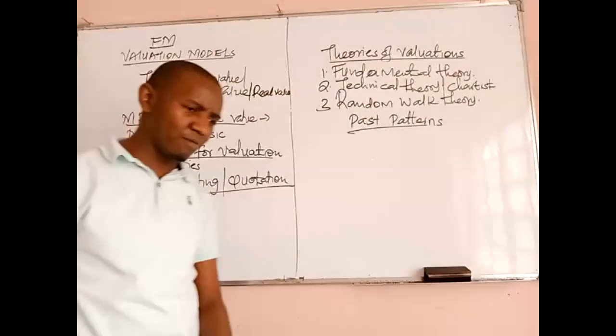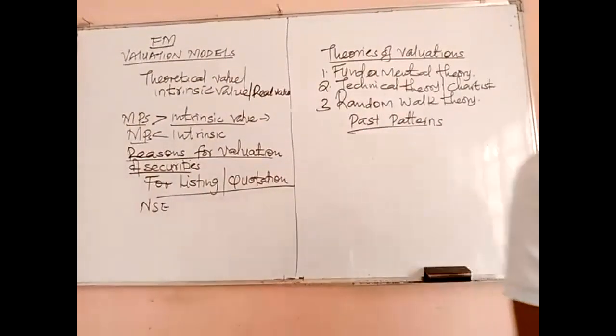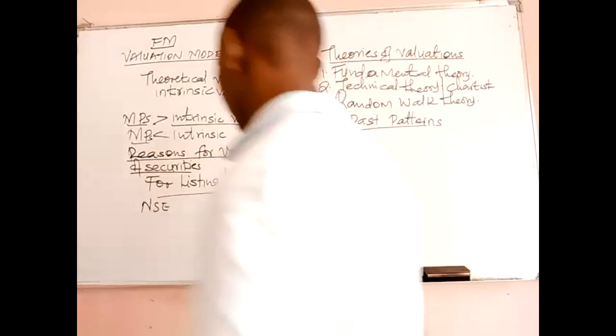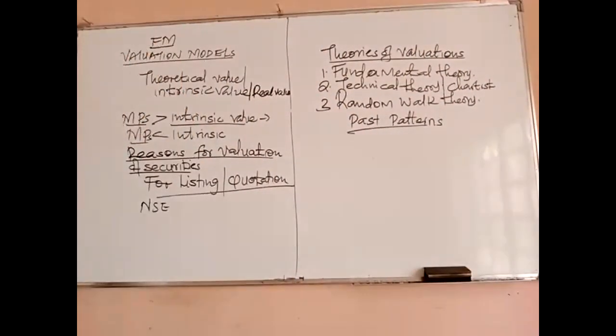This is a question from November 2015, question number 1B. You are to explain the following theories of valuation, where we've been given the fundamental theory and the random walk theory. So, fundamental theory of valuation, let's begin with that.